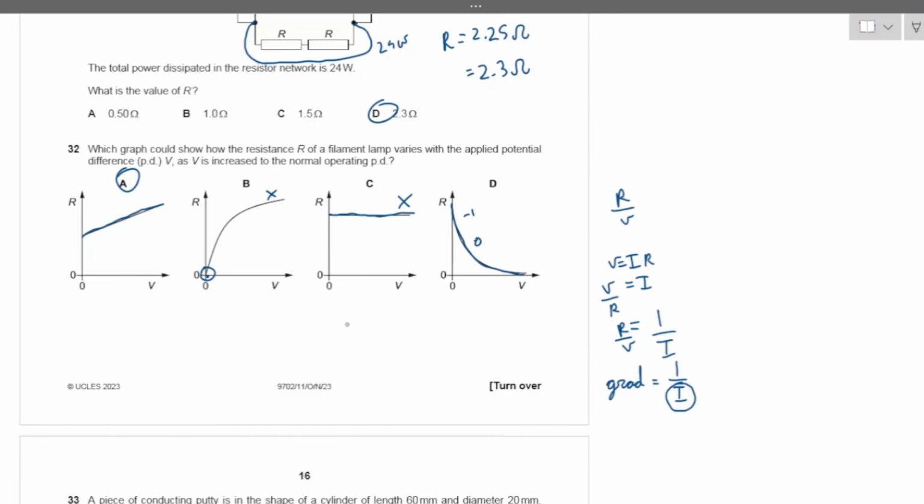A graph of a filament lamp is typically a curve. The IV graph, which we usually say, is a curve. So why in this case are we choosing A? If you look carefully over here, they have said as V is increased to the normal operating PD. Normal operating PD is just the PD at which the filament lamp operates at its most efficiency, basically, right? Or in simple terms, the PD at which the filament lamp is supposed to work reasonably, right?